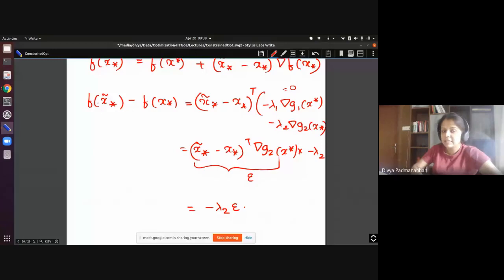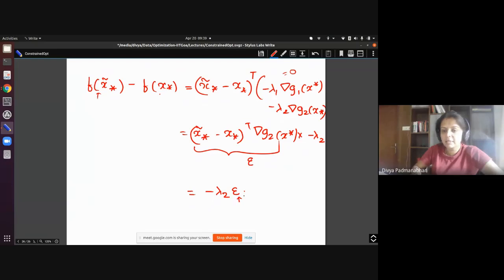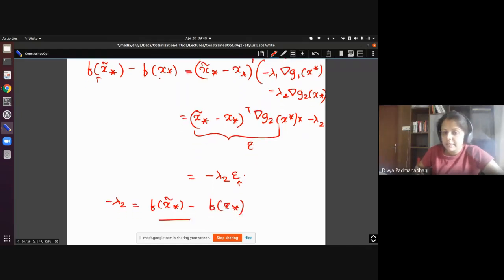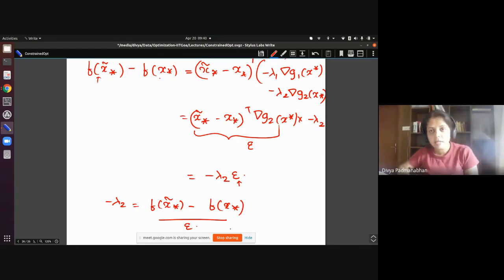So the left hand side is the difference in the function values. This is the optimum value for the original problem, and this one is the optimum for the perturbed problem, and this is the quantity by which the constraint changed. So these Lagrange multipliers, minus lambda 2 is just giving you this rate, f x tilde star minus f x star by epsilon. This is giving you some notion of the rate of change of the optimum value of the function with a perturbation. In some sense this is like what you saw in duality.